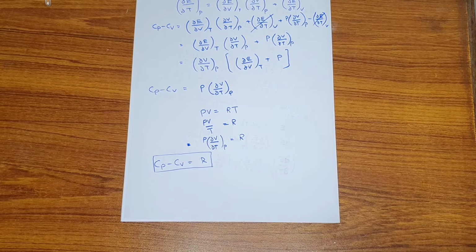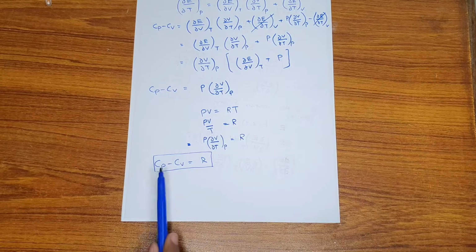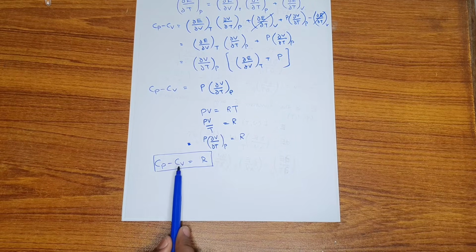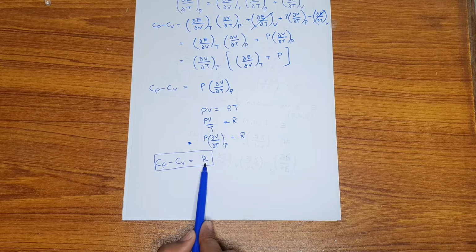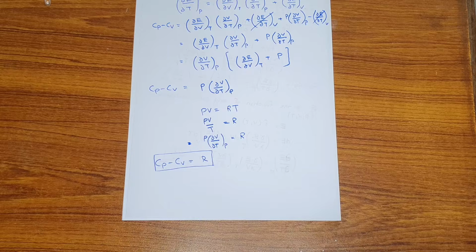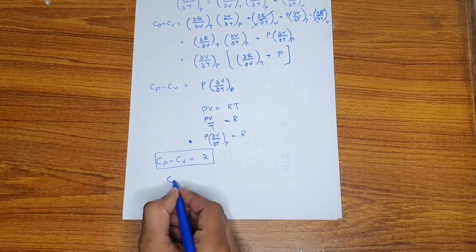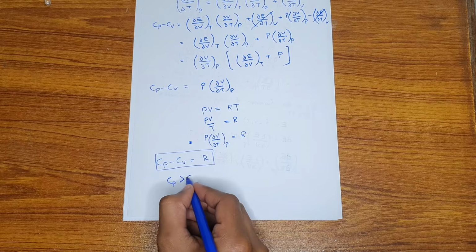So what you can interpret from this equation is that the specific heat at constant pressure is always greater than the specific heat at constant volume by an amount that is equal to R, and that is the general gas constant. So I can say that Cp is always greater than Cv.